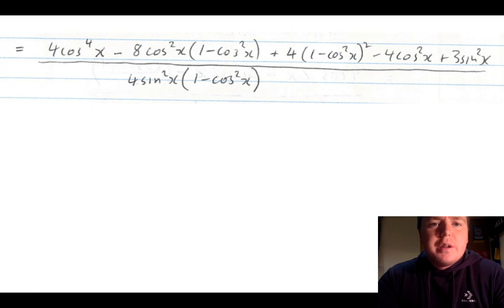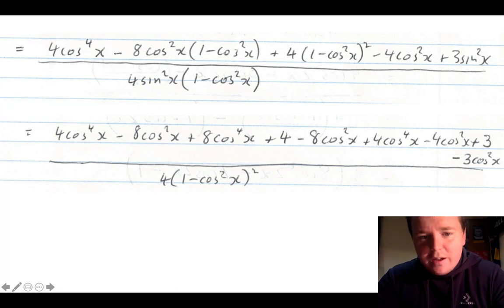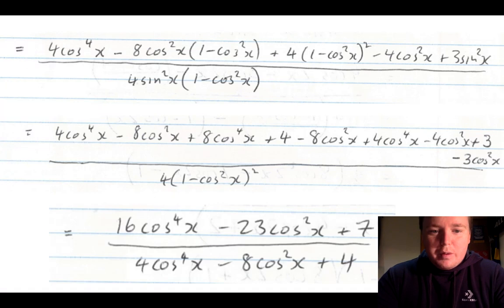Changing all the sine squared bits to 1 minus cosine squared so we can get into some like terms. Expand all those brackets out. Play around with all the like terms, put them together. Denominator, we still add a sine squared. Goes with the 1 minus cosine squared to become 1 minus cosine squared squared. Told you it was going to be a bit of a mess.